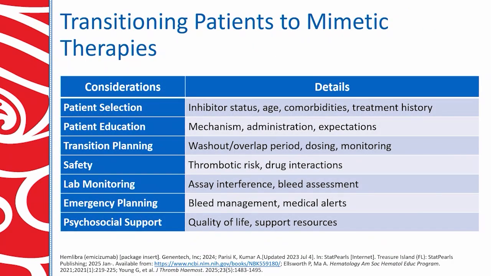And in more detail, let's look at some of the considerations when we transition patients from a previous therapy to mimetic therapies. So the patient selection includes information on inhibitor status, and as the population of people with hemophilia ages, so age, but also it's important to understand comorbidities. And as we have a discussion around specific safety aspects here, treatment history is important.